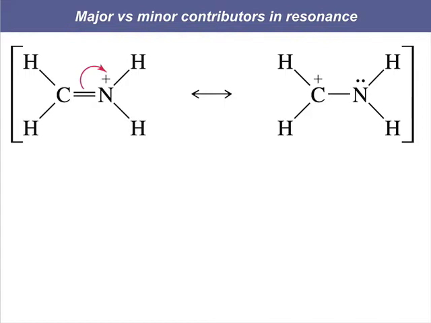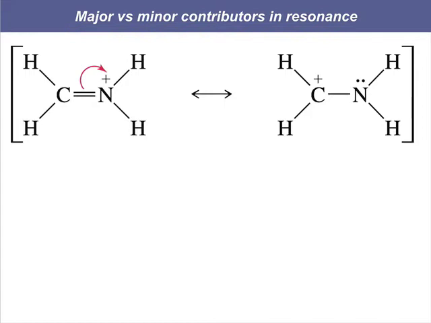So let's discuss a little bit about how we would choose that in other situations. Here's an example of two structures. Again, this is one molecule with two resonance structures. Let's analyze this and figure out which of the two is the major contributor, which one is going to have more influence on the real structure.